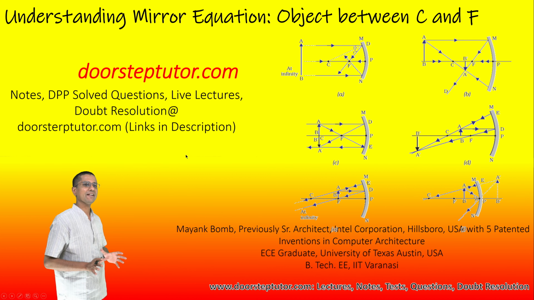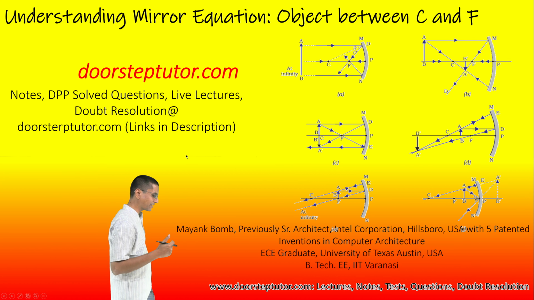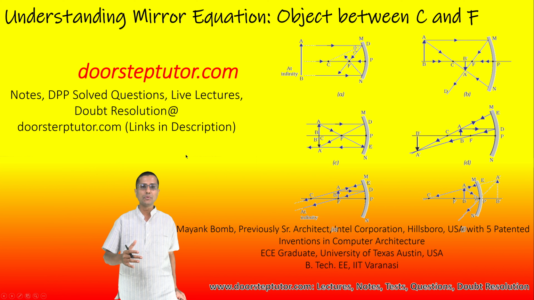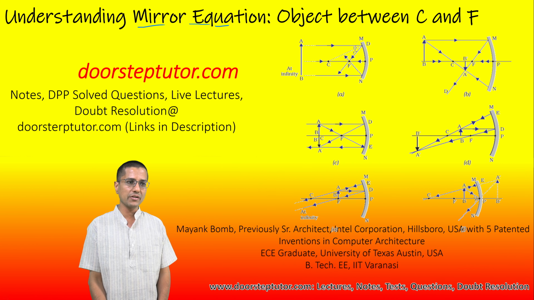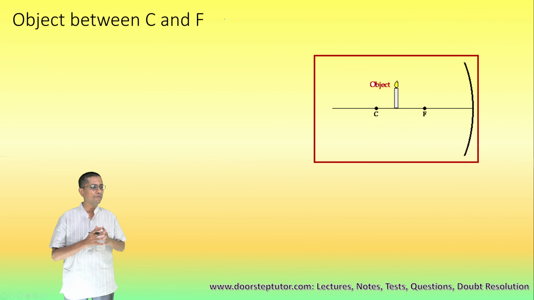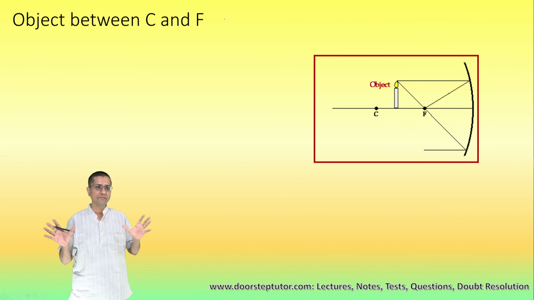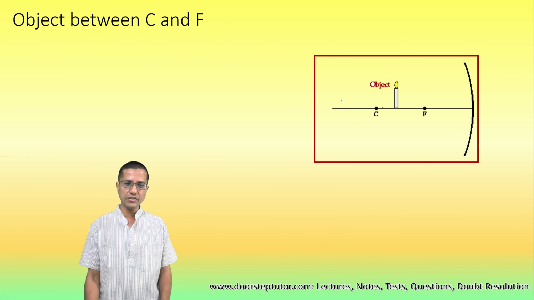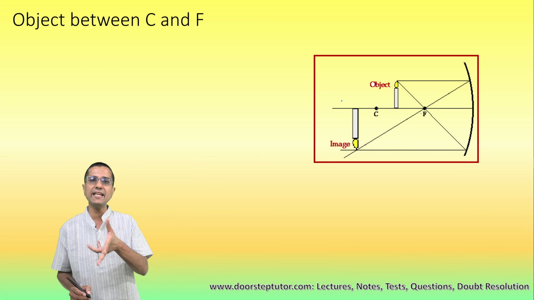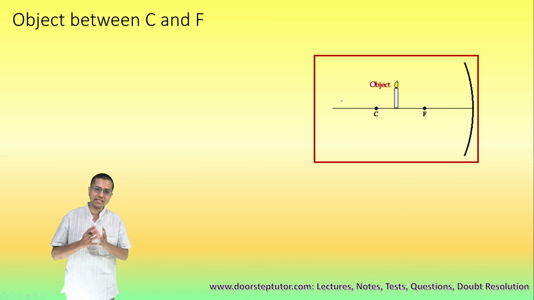In the concave mirror, we are moving our object closer and closer to the mirror and trying to understand how we apply the mirror equation to all of these cases in the same sequence of classes. Now we will put our object between C and F. So we started from beyond C, then we put our object at C, and now we will put our object between C and F and understand where the image would be formed.